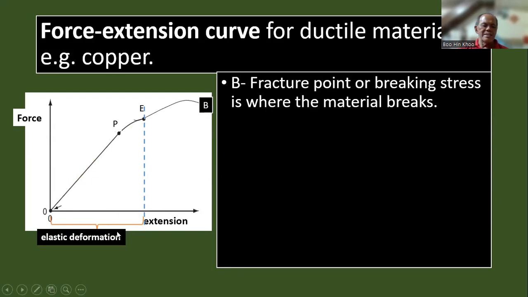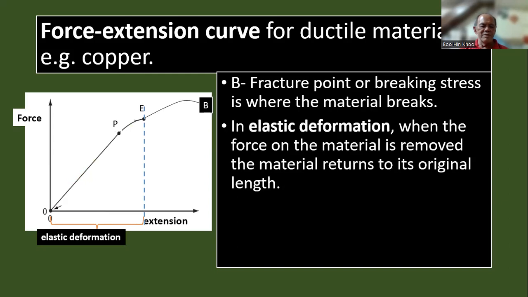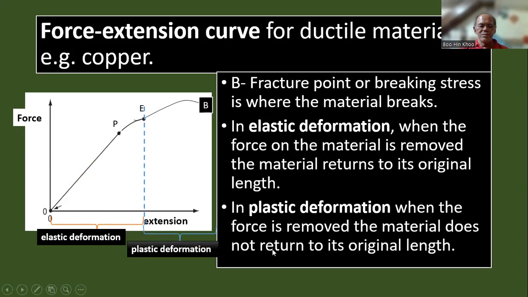that's called elastic deformation. It means in this region, the material will return to its original length when the force applied is removed. In elastic deformation, when the force on the material is removed, the material returns to its original length. After the elastic limit, it's called plastic deformation. Here it breaks. What's the difference? When the force is removed, the material does not return to its original length.